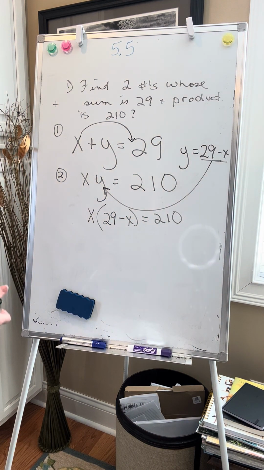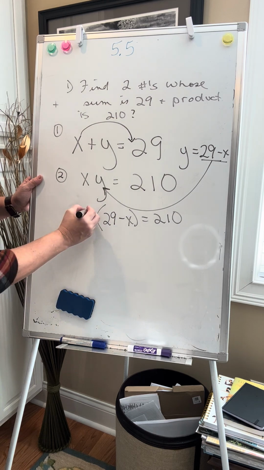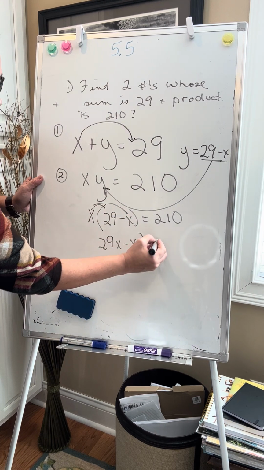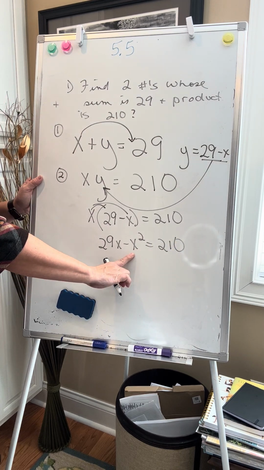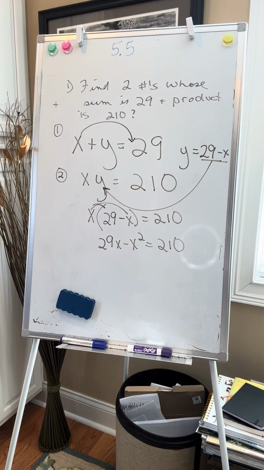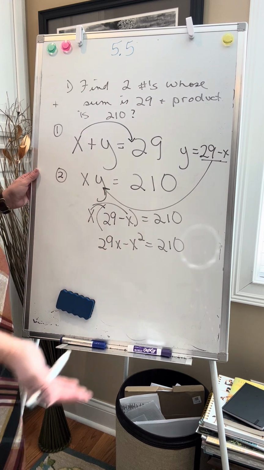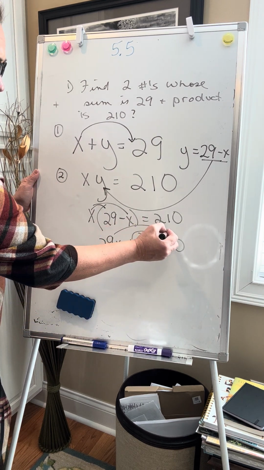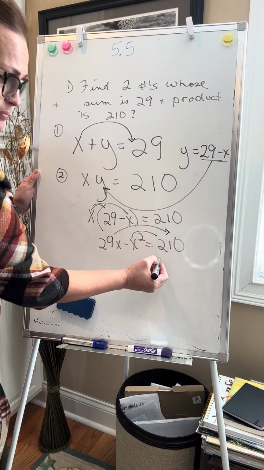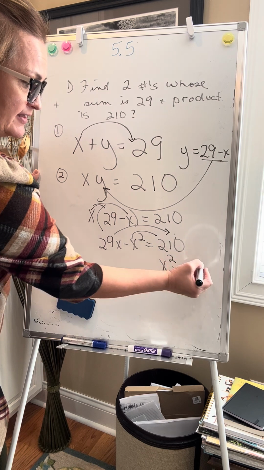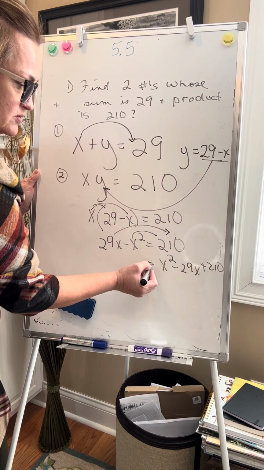And now I've got an equation like we've had to do before. I can distribute and solve. So I see I've got a quadratic equation, not a friendly quadratic equation either, because I have not just an x squared equals a constant. I have an x squared and an x term. So I've got to get this in standard form. I'm going to take everything over to the right side so I can have a positive x squared minus 29x, and then that positive 210 equals 0.